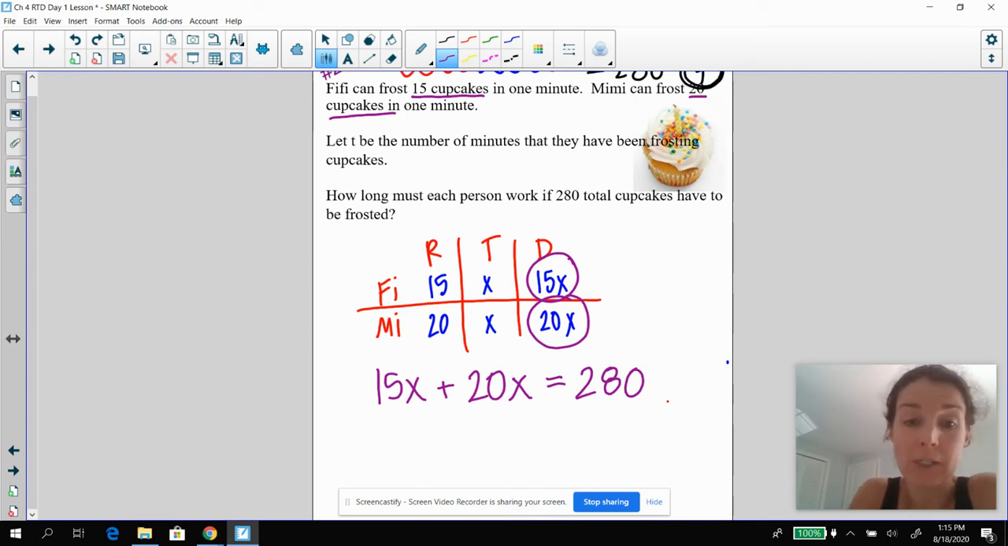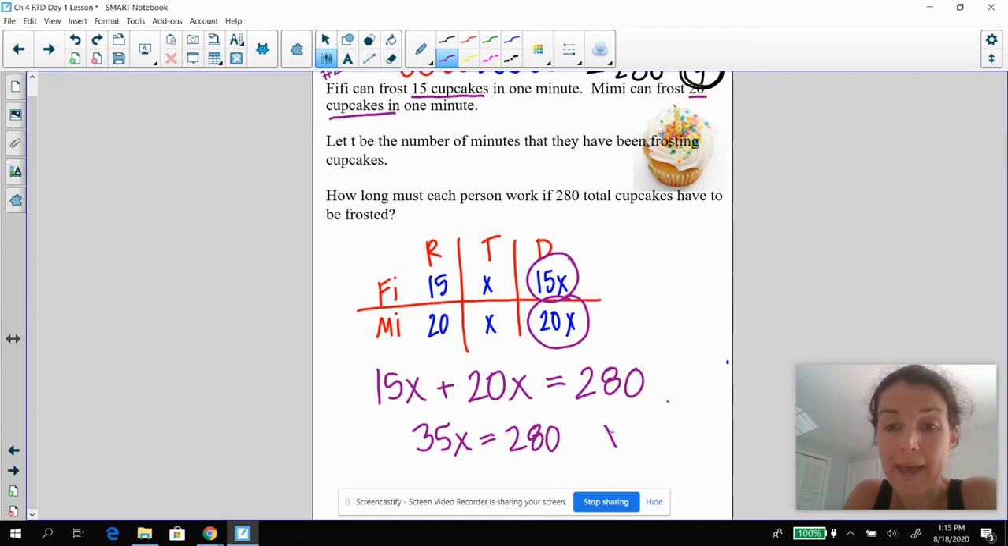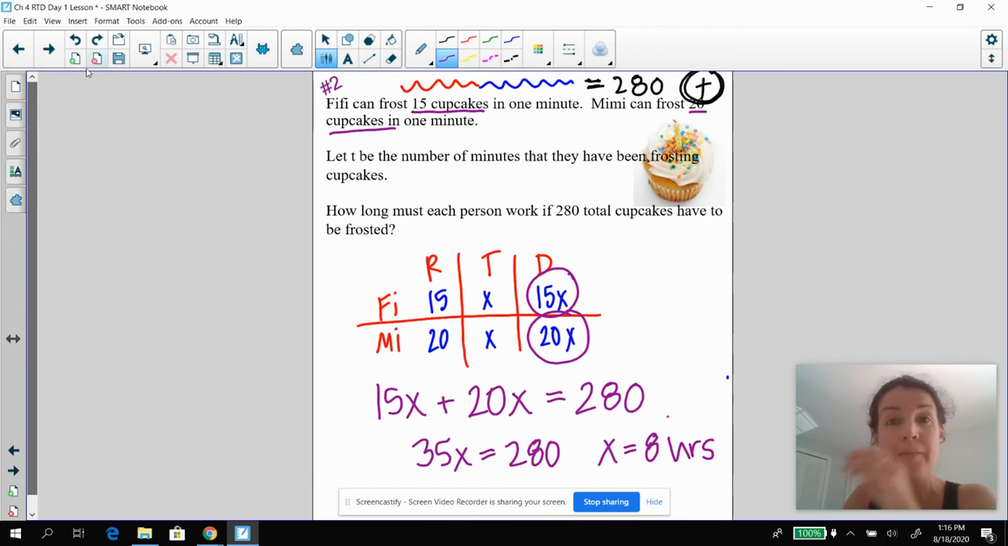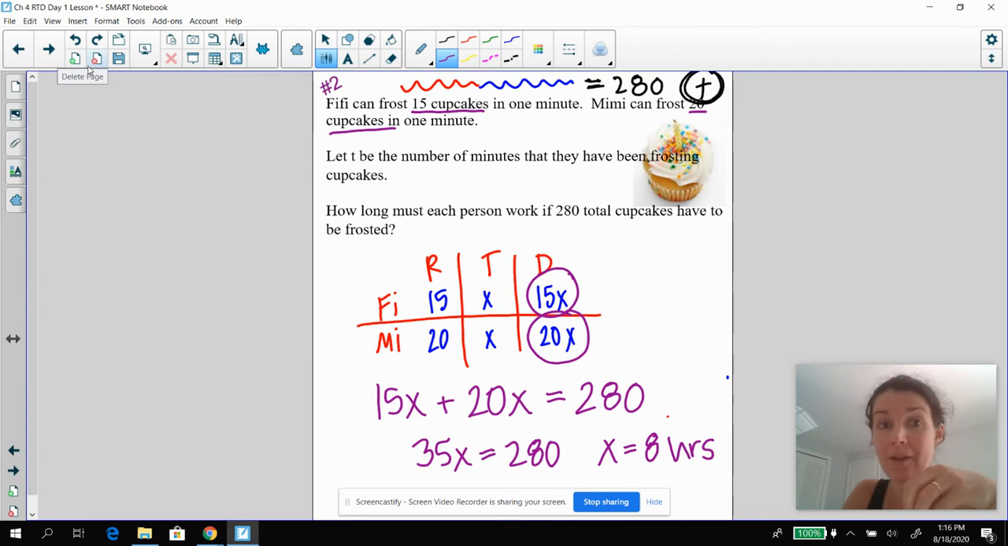So then I just solve my equation. So I get 35x equals 280. And then solve. I know that x winds up being 8 hours. Units are important here because it could be like cupcakes or little strawberries or hats or elephants. So you want to make sure that you use 8. All right, so that's the second type of problem. So in a work done problem, you're going to add your distances together.